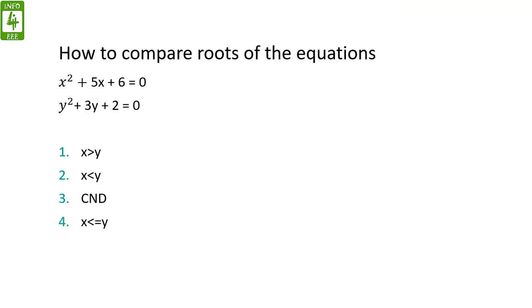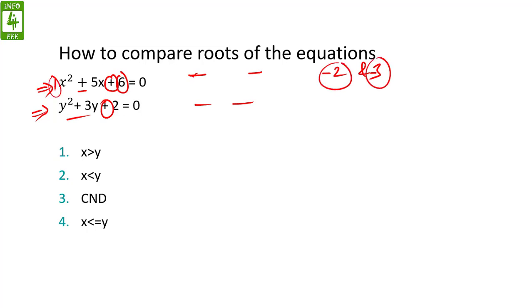Next topic is how to compare the roots of the equations. If I provide you two equations, let's say x square plus 5x plus 6 equal to 0, and this is the second equation, what you need to do here is find the roots. If this value is positive, the roots will be both negative. What are the roots here? You can break this as 2 and 3, reverse the sign, so roots will be minus 2 and minus 3. You will divide by 1, so roots will be minus 2 and minus 3, and here the roots will be minus 2 and minus 2. So these are the roots here.